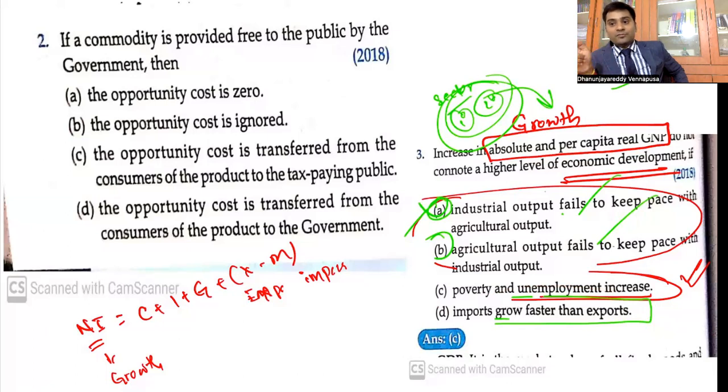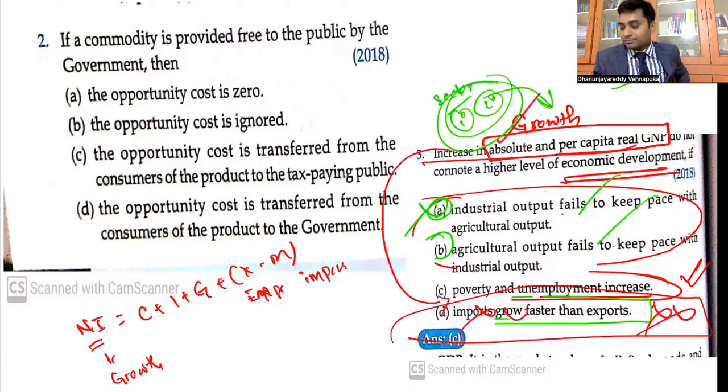Then if imports are growing faster than exports, that whole term is going to become negative. Then your growth is going to be negative. What is growth? National income in 2 successive quarters, national income in 2 successive years is growth. If you are calculating that ratio-wise, you call it the growth rate. So the option itself is wrong because it is directly contradicting the question.